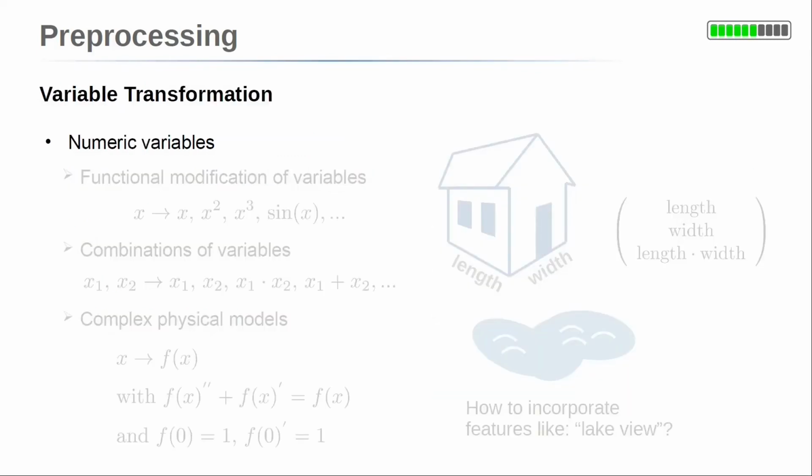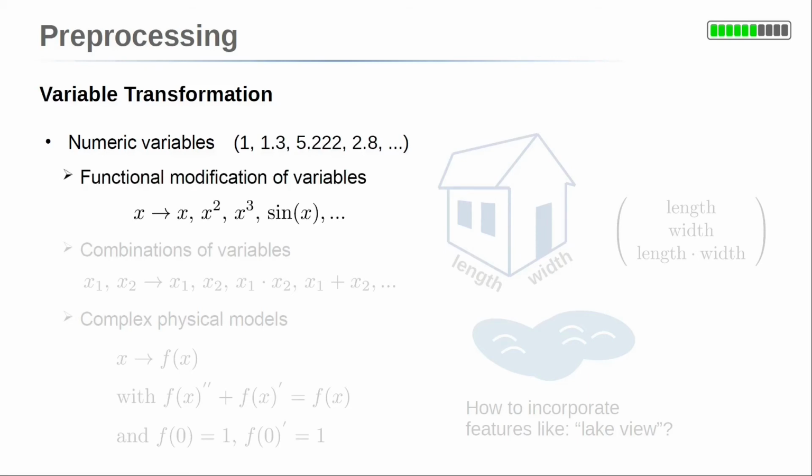It can be beneficial to apply a variable transformation to the independent variables of the dataset prior to the modeling. Here, at first, we consider numeric input variables. These are variables with real numbers. A variable transformation can be a simple functional modification. For example, the input variable x can be transformed into x squared or the sign of x.